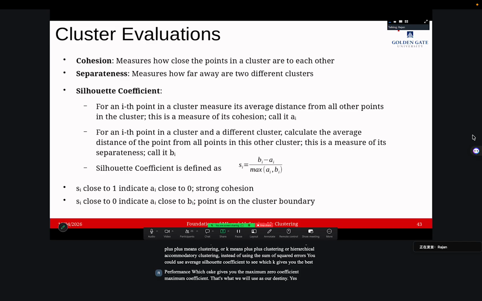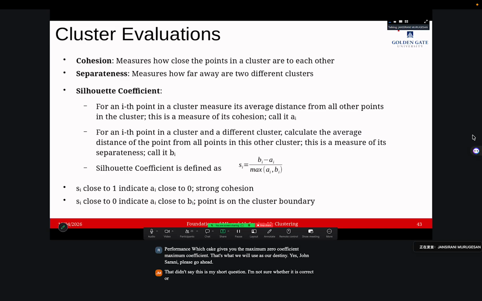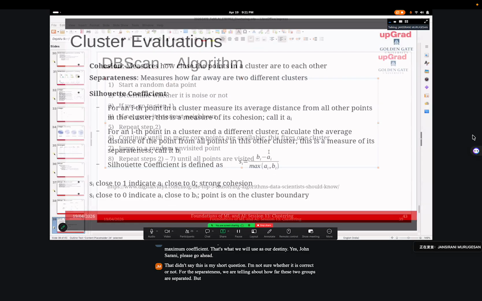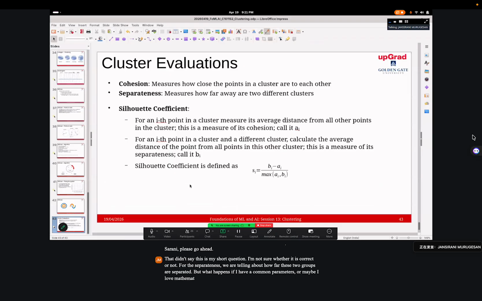Yes, John Sirani, please go ahead. Rajan sir, this is my short question. I'm not sure whether it is correct or not. For the separateness, we are talking about how far these two groups are separate, is it? But what happens if I have common parameters, or maybe, I love mathematics as well as I love sports. If I have that kind of data, would that still work with this silhouette coefficient?